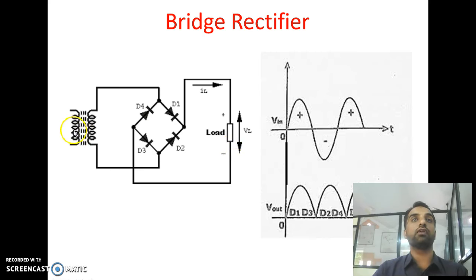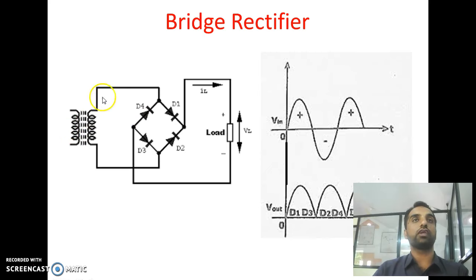During the positive half cycle, this point is positive and this point is negative. So diodes D1 and D3 are in the forward bias condition, and D2 and D4 are in the reverse bias condition. Current starts from S1, flows through D1, then passes through the RL, then through D3, and comes back to S1 through S2. So the output across the load resistance RL is the same as the positive half cycle of the AC input signal.